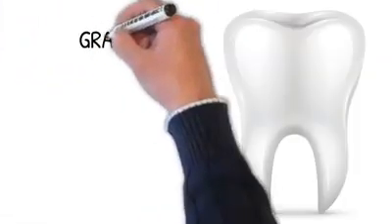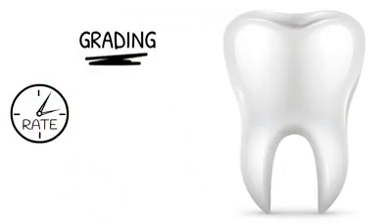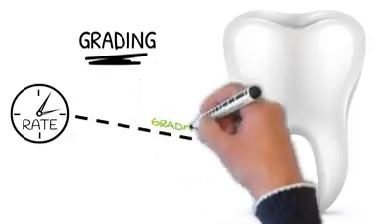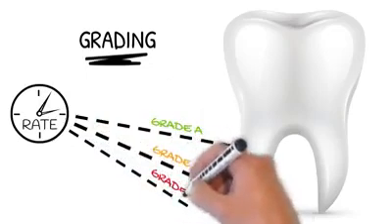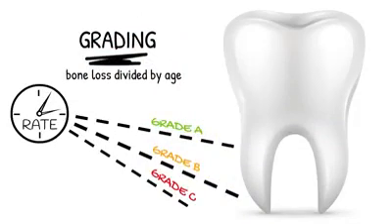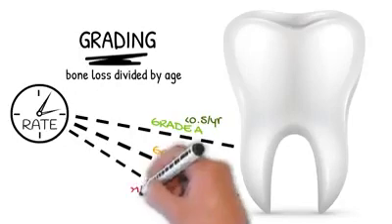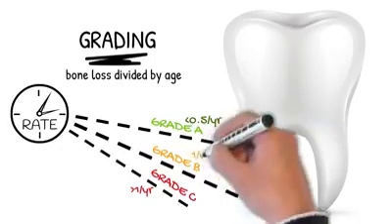The second component is grading. This represents the rate of bone loss that has already taken place. Grade A is a slow rate, Grade B is moderate, and Grade C is a rapid rate. This can be calculated using a simple calculation where the percentage of bone loss is divided by the patient's age. To make it easy, you only need to remember the extremes of bone loss. So if the percentage bone loss is less than half the patient's age, it is Grade A. If the percentage bone loss is greater than the patient's age, it is Grade C. Everything else in between is Grade B.